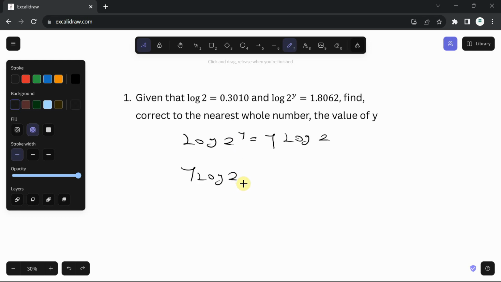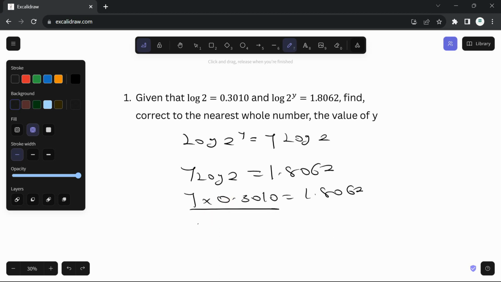If I were answering this question, I would say from the laws of logarithm, and I might even quote the law and say log a raised to y is equal to y log a, just to make sure that I get the full mark. So y log 2 is equal to 1.8062. But we're told that log 2 is equal to 0.3010. So I've replaced it, so it's equal to 1.8062.